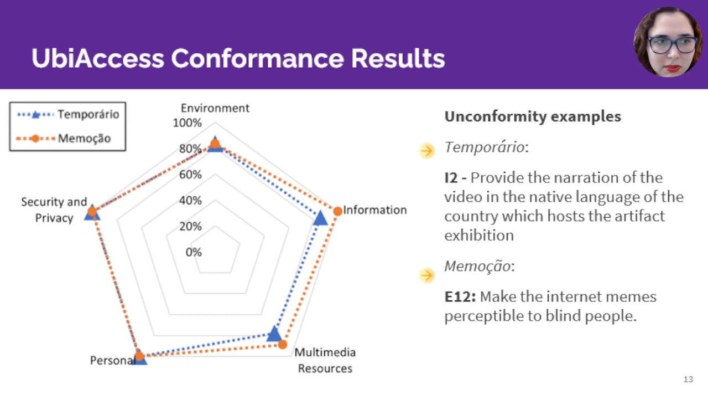UbiAccess conformance results. As you can see in this chart, security and privacy and personal had full conformance. Information had full conformance in Memoção. Some unconformity examples: in Temporário, I2, provide the narration of the video in the native language of the country which hosts the artifact exhibition. And in Memoção, E12, make the internet memes perceptible to blind people. We could find this by applying UbiAccess.